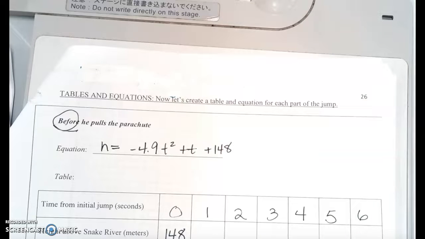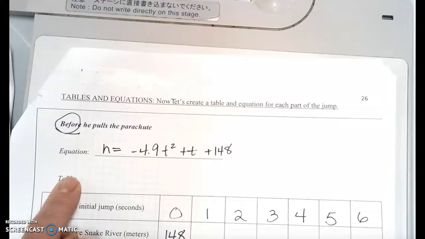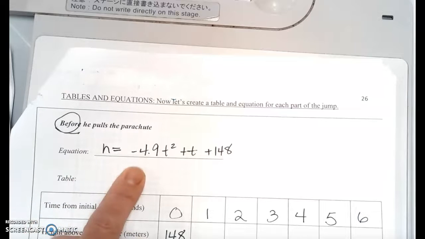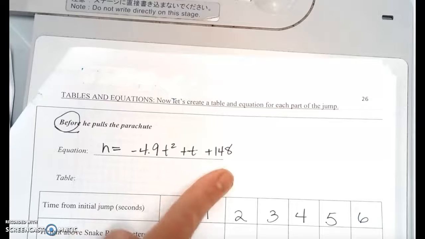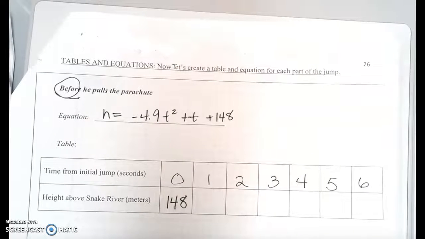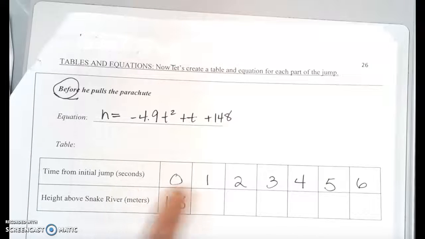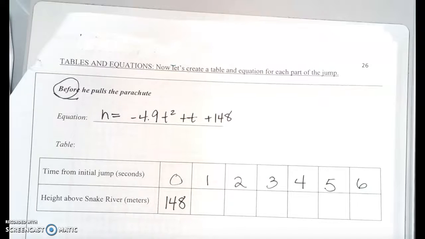And then on the next page, here's where it wants your tables and equations. It says now let's create a table and an equation for each part of the jump. So right here, we've got before the parachute, and we highlighted an equation on that first page. All I did was transfer that equation right here perfectly. Okay, there's the equation. So what's going to happen at each second? So if you plug in a 0, 0 squared is 0, 0 times negative 4.9 is 0, plus 0 is 0, 0 plus 0 plus 148 is 148.